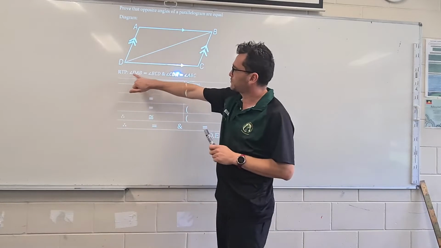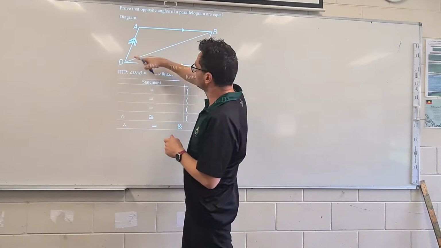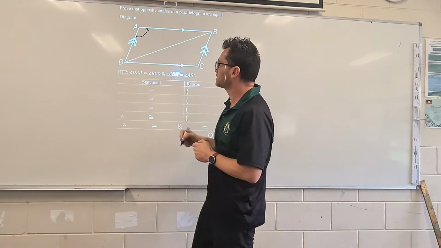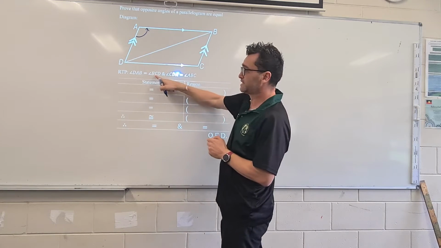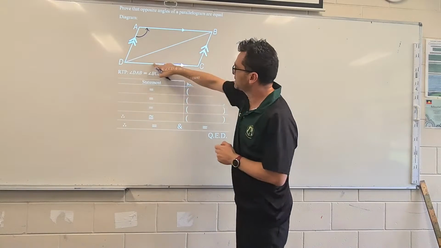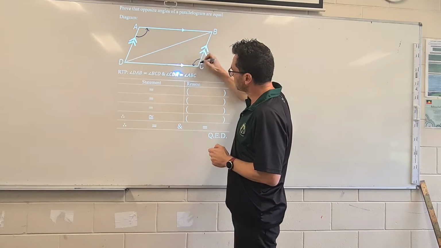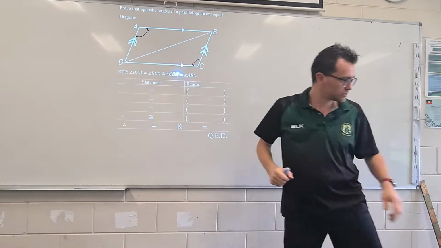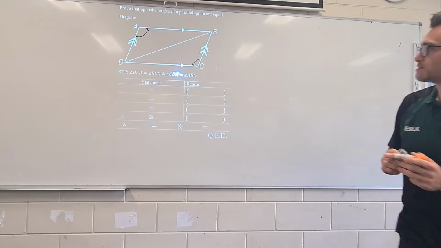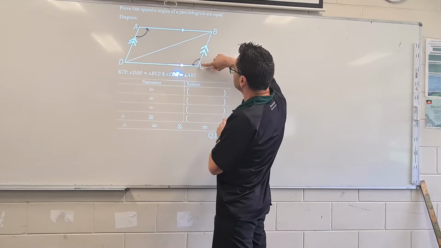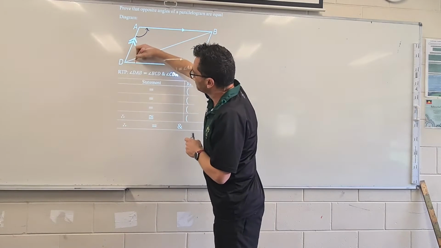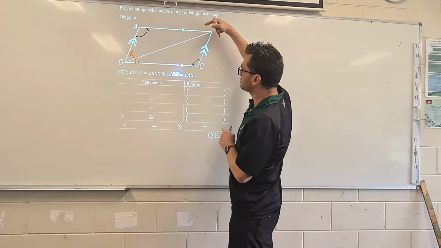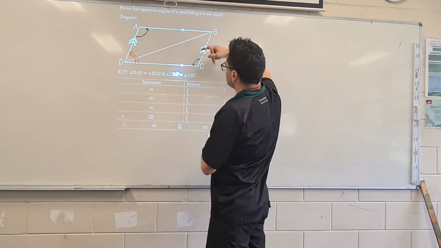So what we are required to prove is that angle DAB, remembering we're always going anti-clockwise, is equal to angle BCD. So B to C to D. And that angle CDA is equal to angle ABC.